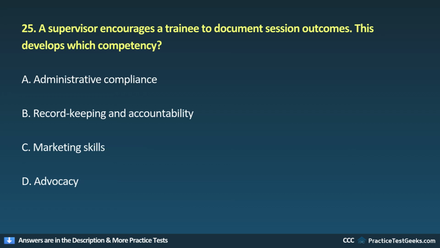25. A supervisor encourages a trainee to document session outcomes. This develops which competency? A. Administrative compliance. B. Record keeping and accountability. C. Marketing skills.